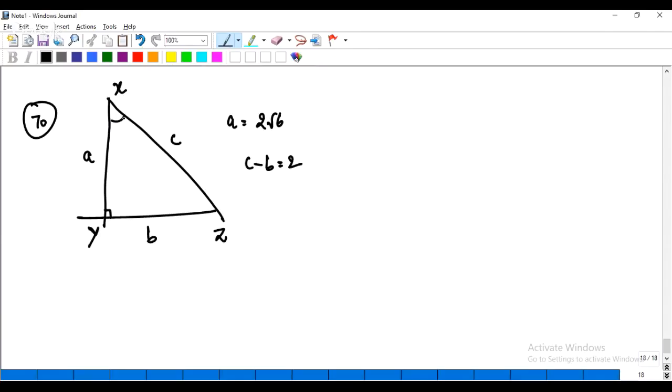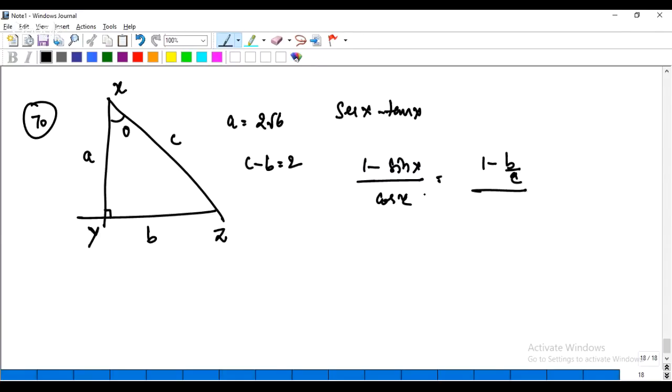So let it be theta, or if it is X, secant X minus tan X, which is nothing but 1 minus sin X by cos X. Sin X is simply B by C. Cos X is simply A by C. So I can say simply C minus B by A. C minus B is 2, by A is 2 root 6, which is equals to simply 1 by root 6.